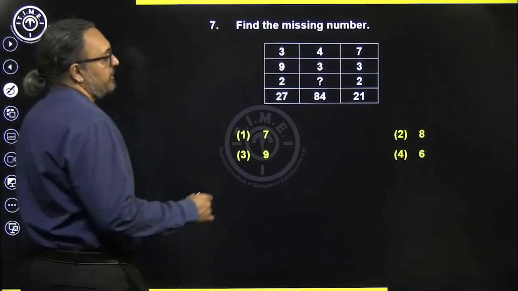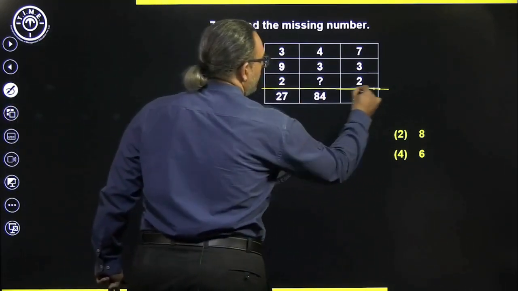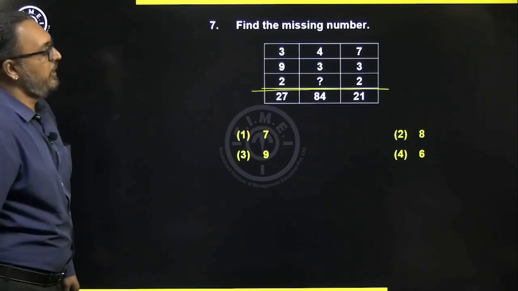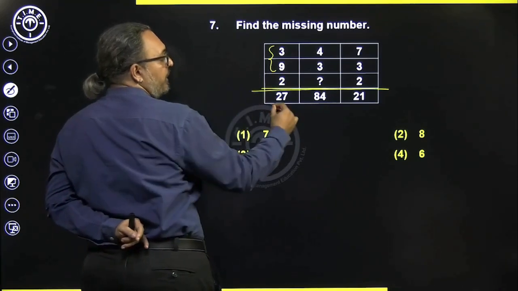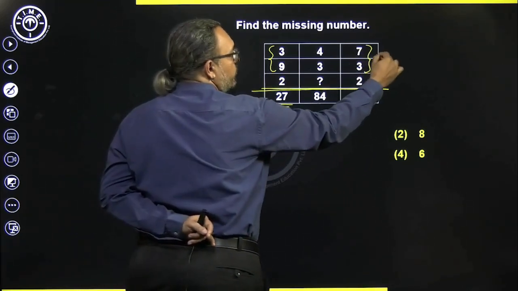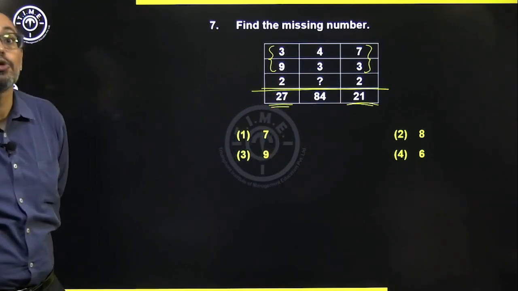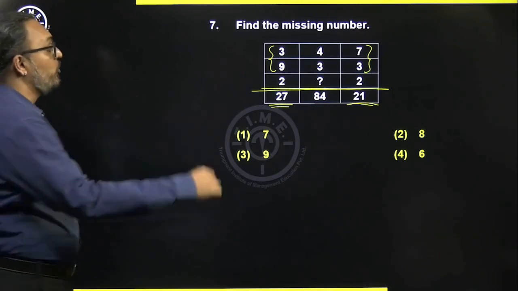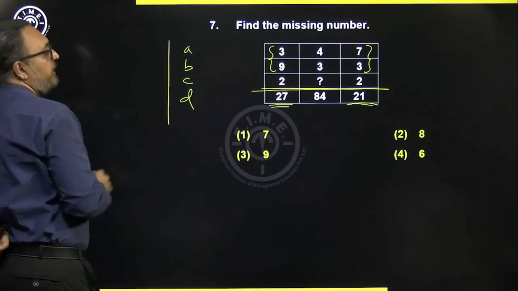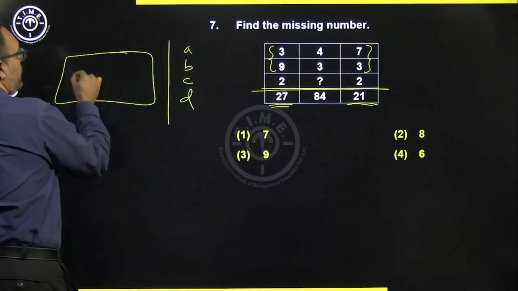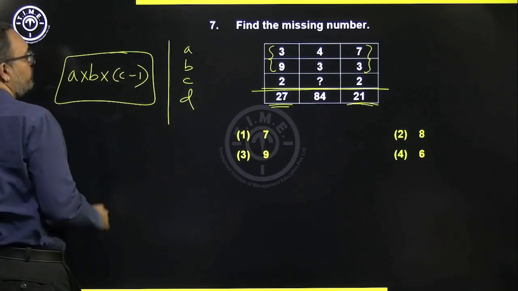Yes. Now see this. Obviously it is a vertical operation again. Now here by just taking 3 into 9 I am getting 27, and here also by 7 into 3 I am getting 21. But what do I do? What should I do with this extra 2? What I can do here is, if I have A, B, C and a D, the logic I can take is A into B into C minus 1. That will give me D.